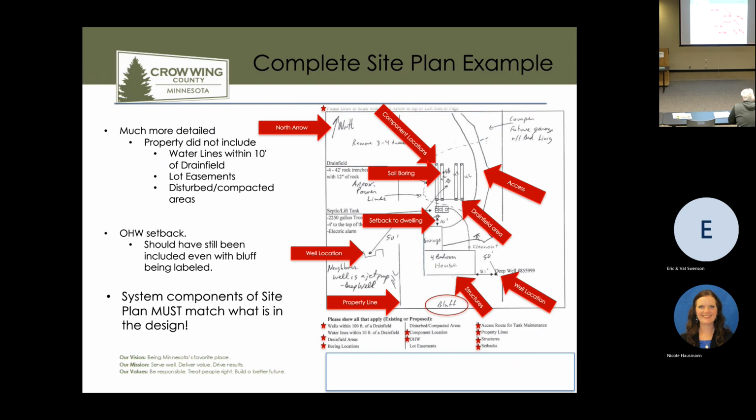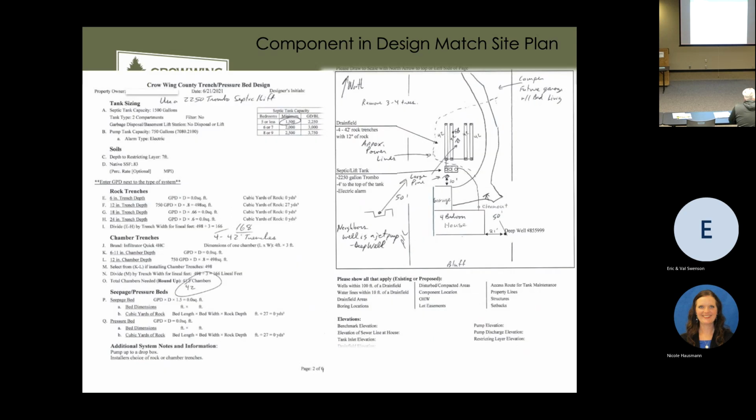One thing that we do want to make sure to note is that the system components on the site plan match what has been laid out in the design details on that design page, the worksheet there. One thing just to point out is we have a little bit of an example design here where they have the trenches, 4 42-foot trenches laid out in the design details, and they're also the same there, so that helps a lot. Same thing for the septic tank information.